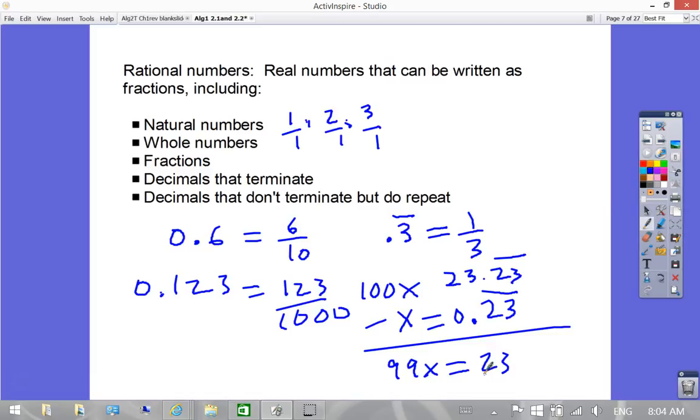So what's the only kind of decimal that is not a rational number? A non-repeating, non-terminating decimal, right? And the perfect example of that is pi. That's the one we always use, pi. 3.14156 ... goes on forever.